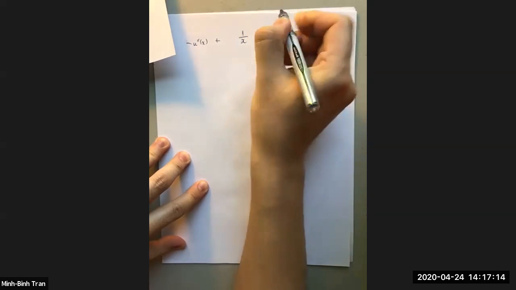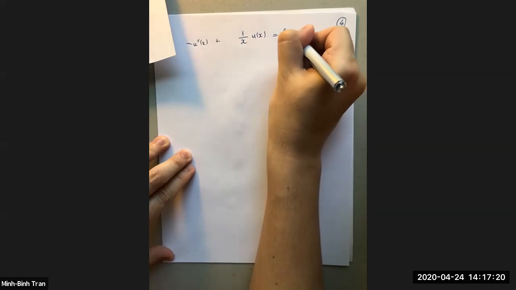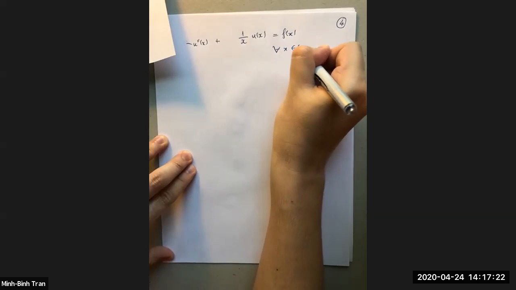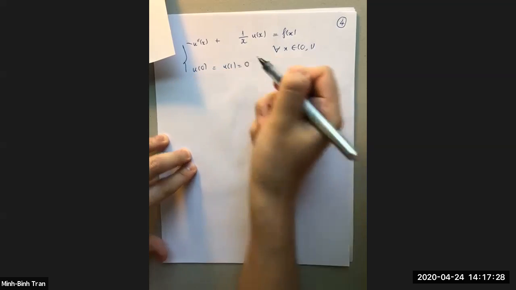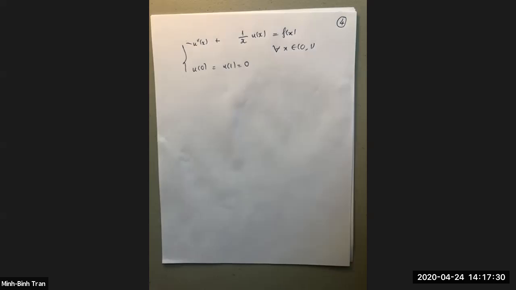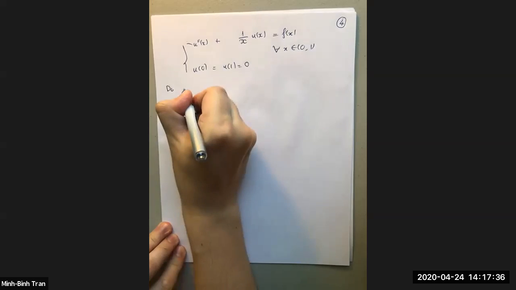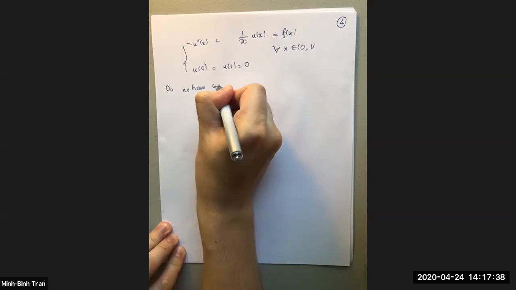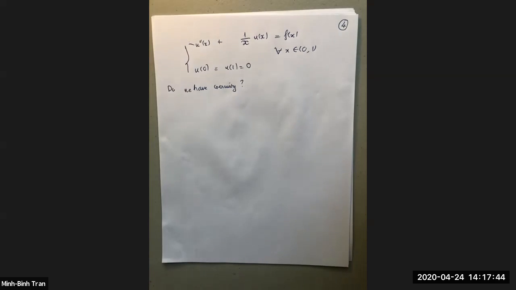Minus u double prime plus 1 over x times u of x is equal to f of x, for all x in (0,1), and u(0) is equal to u(1), and they are both 0. All right, so now this equation: do we have coercivity? Do we have coercivity for this?